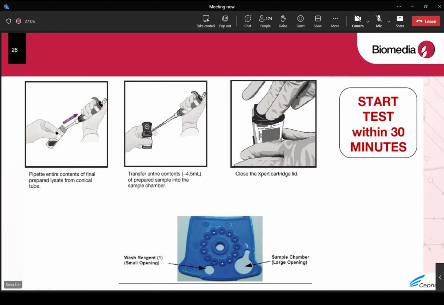Okay, so this is how it works. This is the cartridge lid. When you open the cartridge lid, you will see two holes. The first is the wash reagent hole. This is where you put in the wash reagent, and this is where you put in the sample. So try to start the test within 30 minutes. All right.